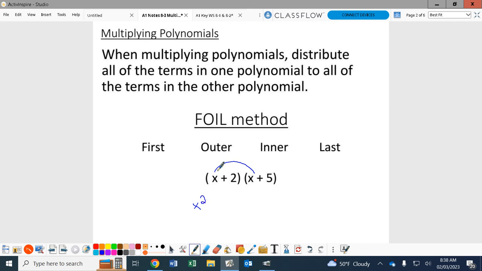And then outer two is going to be x times 5. What is x times 5? 5x. Then the inner two right here, you're going to multiply the 2 times the x, which is just going to give you 2x. And then finally the last is going to be the 2 times the 5, which is going to be plus 10.